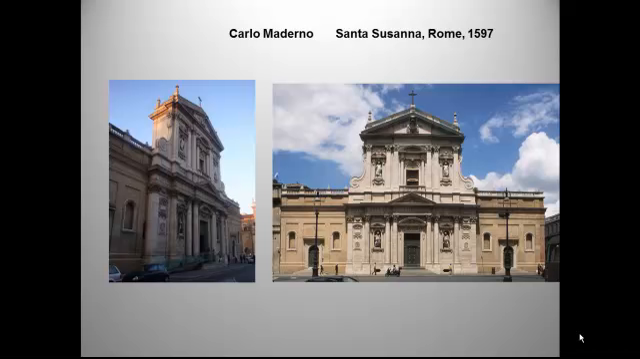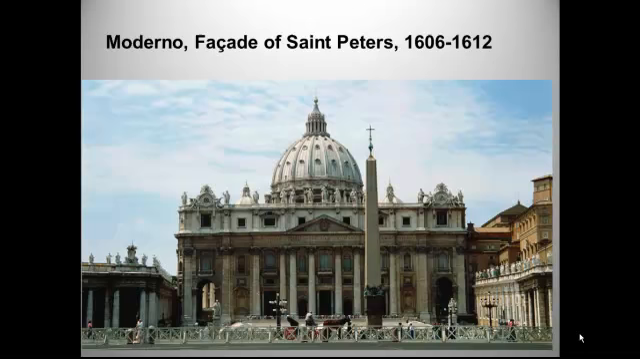The same artist, Carlo Maderno, took on the challenge of once again reworking the facade of St. Peter's. Note in the process that Michelangelo's dome gets shoved to the back and loses some of its prominence. I'm not sure it was really a good thing for St. Peter's that it had a whole series of different architects.